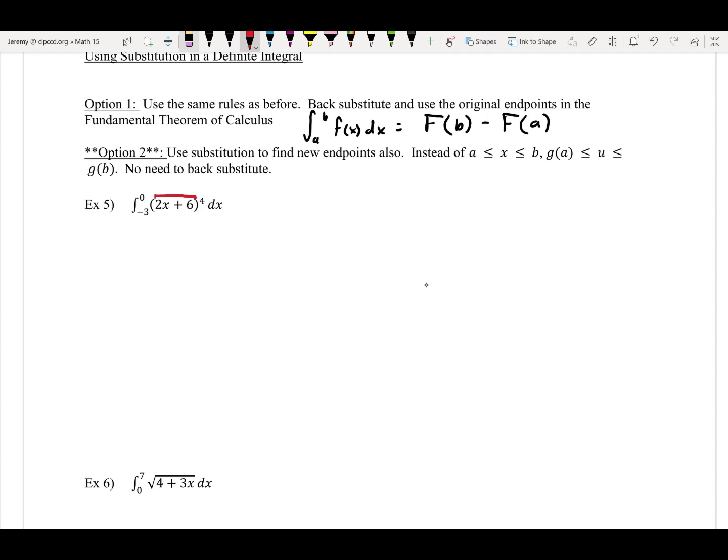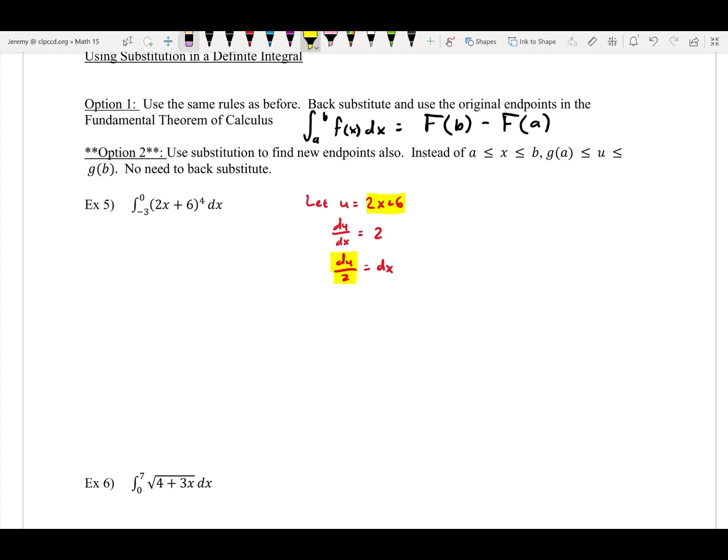So I might start by saying, let u equal 2x plus 6, and then going through the normal motions, take the derivative of both sides: du dx is just going to be equal to 2. And then solving for dx, I'll get du over 2 is equal to dx. So the substitution part for the integrand is kind of taken care of. That's going to be my u, and that is what's going in for dx.